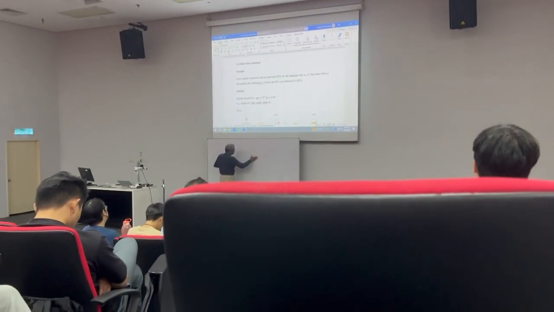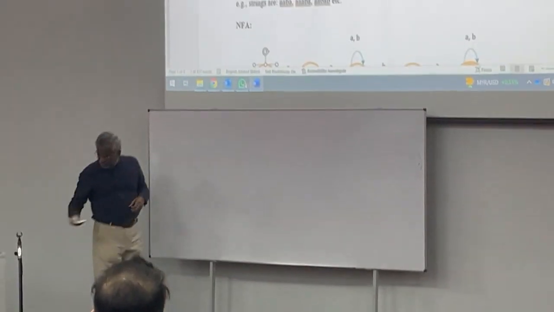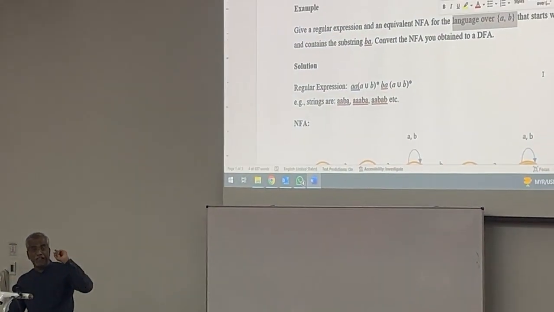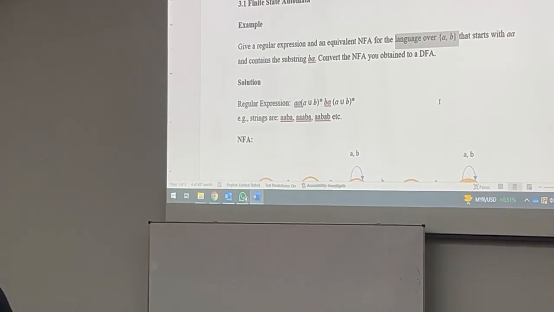Give a regular expression and an equivalent NFA for the language over A or B. For the language over A or B means, as usual, the alphabets are A or B. So the strings are going to be made up of the alphabets A or B. But there is a condition here: the string starts with AA and contains a substring BA.